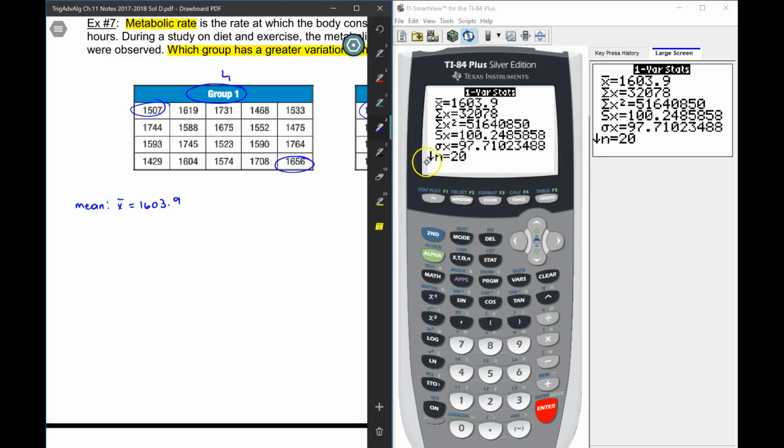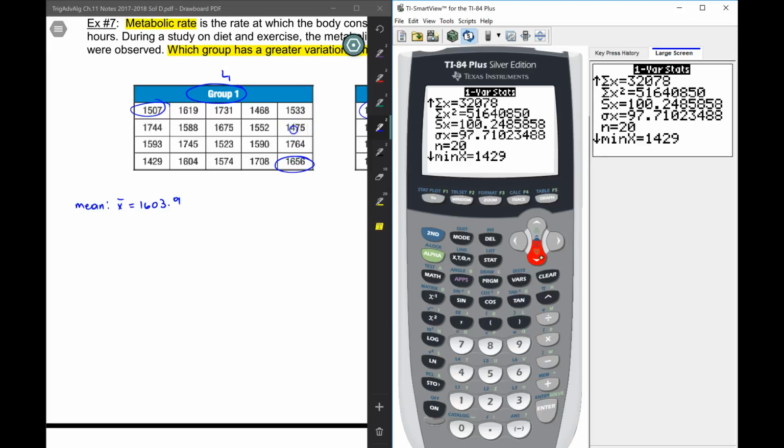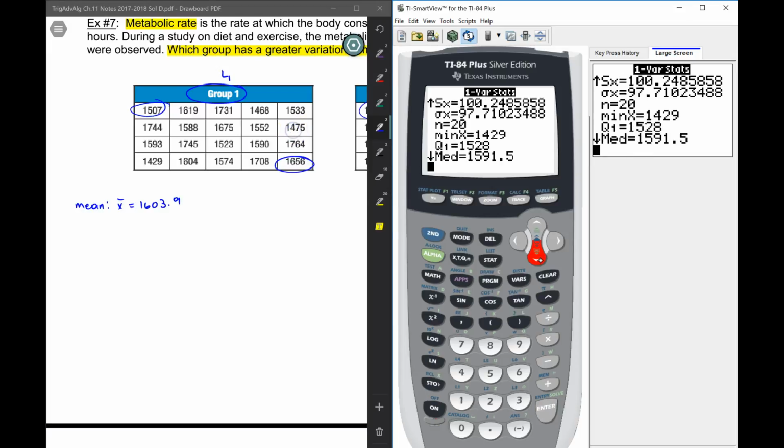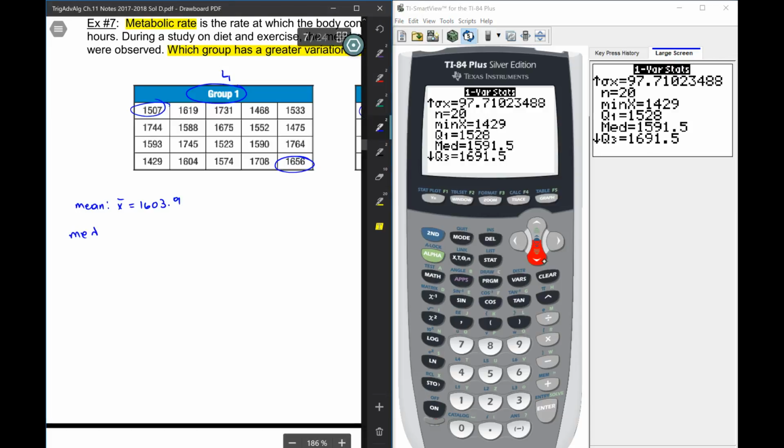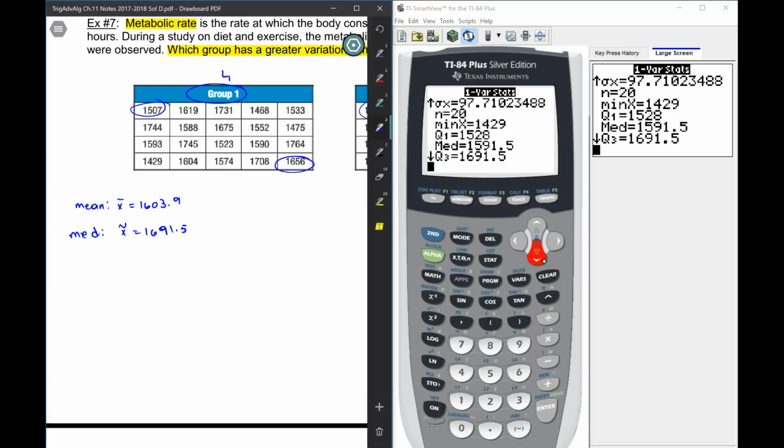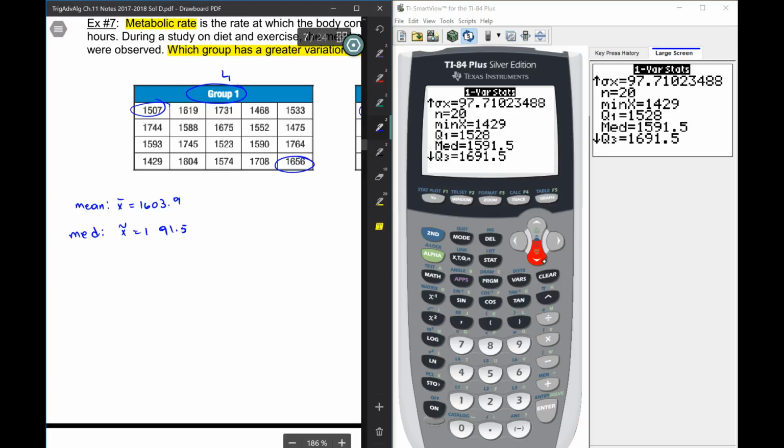You see how there's that arrow on the bottom left? That means there is more stuff underneath. So if you press the down arrow button, you've got a median over there. Median, that's X tilde, 1691.5. Oh, sorry, it's 1591. Okay, 1591.